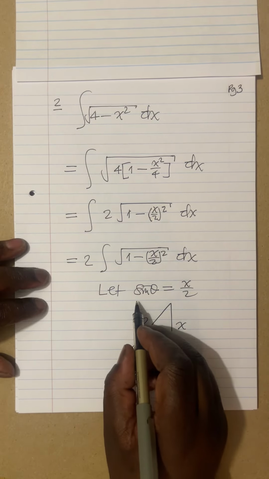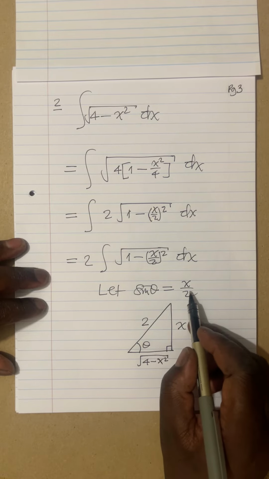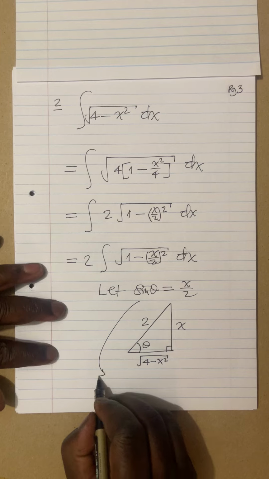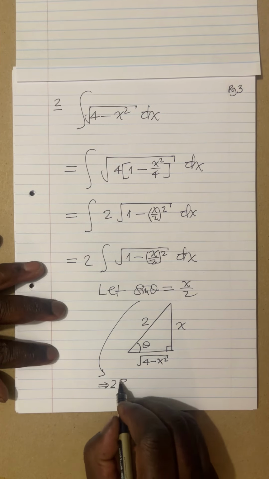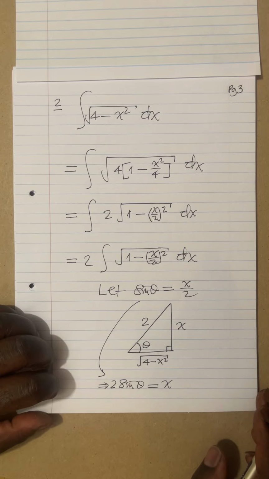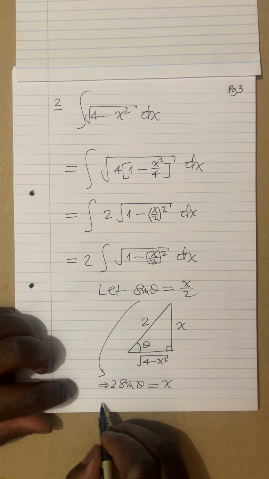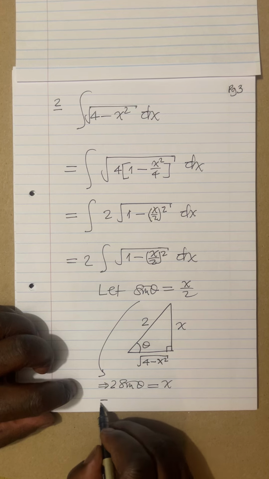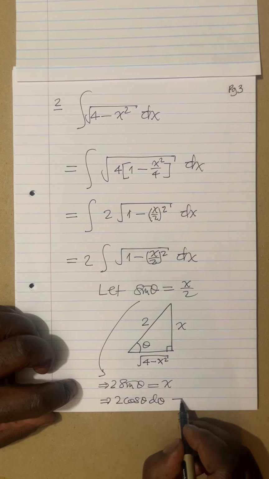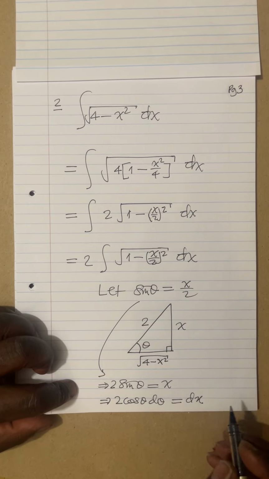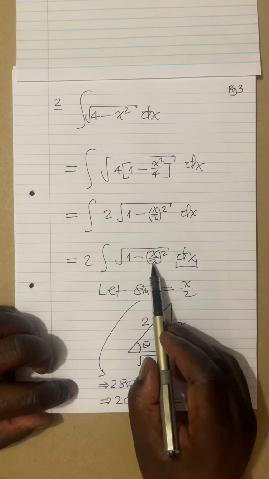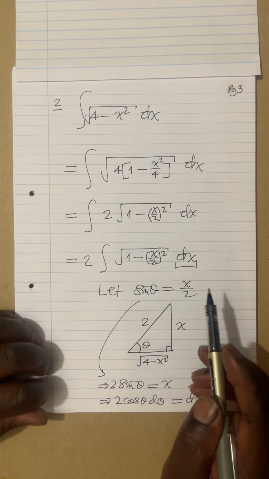Now, let's take this expression here, and we're going to differentiate both sides. First, multiply by 2 both sides. So if you multiply by 2 both sides, you're going to get 2 sine theta is equal to x. And then now differentiate both sides. If you differentiate both sides, you're going to get 2 cosine of theta d theta is equal to dx. Now, that is taken care of because dx equals this expression. And in that place, I'm going to put sine theta. It will have to be squared.